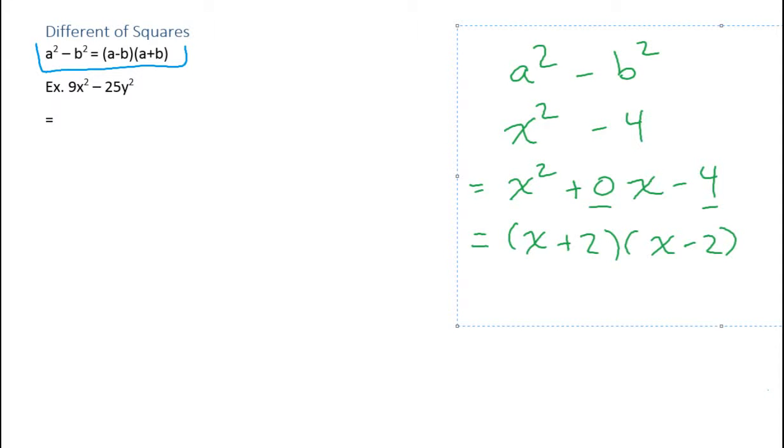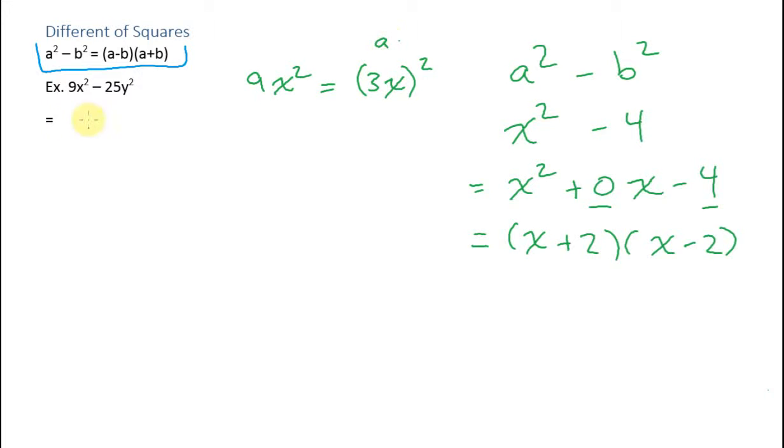So if we're going to use the pattern here, the first thing is a squared. So this whole thing has to be a perfect square. How can we write 9x squared as something squared? Well, 9 is 3 squared, so it's 3 and x. So this is now written as a perfect square. That's our a value.